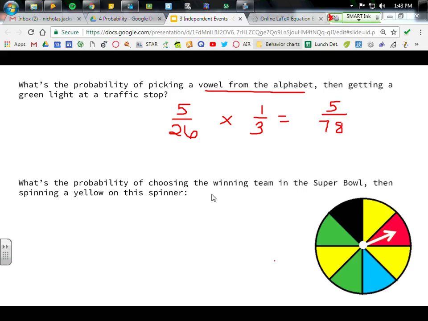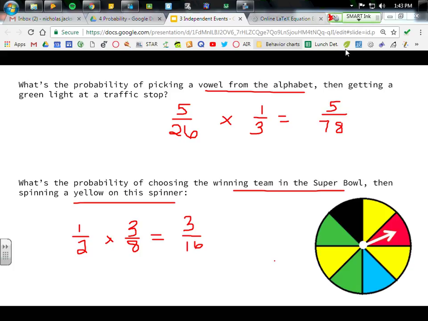Okay, this last example. What's the probability of choosing the winning team in the Super Bowl? So that's our first event. And then spinning a yellow on this spinner right here. So that's our second event. So the probability of picking the winning team in the Super Bowl is 1 out of 2. Only 2 teams play in the Super Bowl and only one can win. Then the probability of getting a yellow on this spinner would be 3 out of 8. So we got 3 yellow slices out of 8 total slices. So 3/8. We multiply together, we get 3/16. And that cannot simplify.